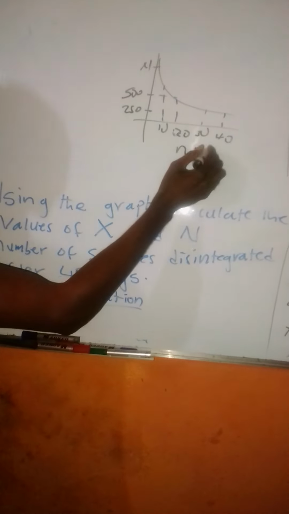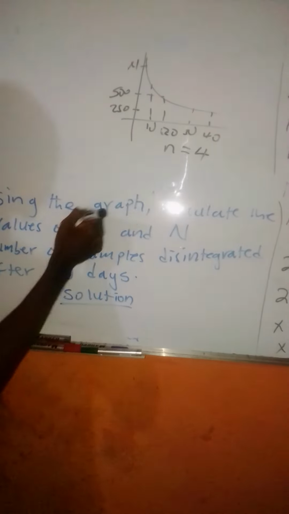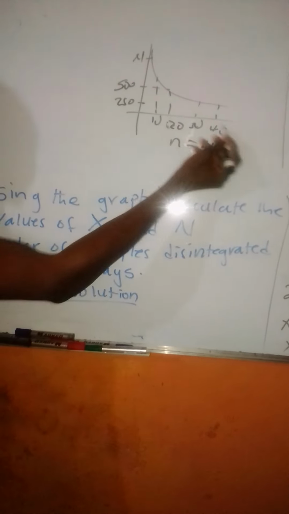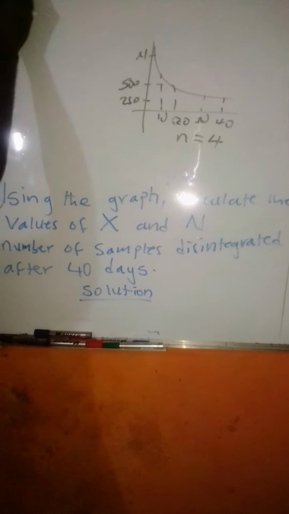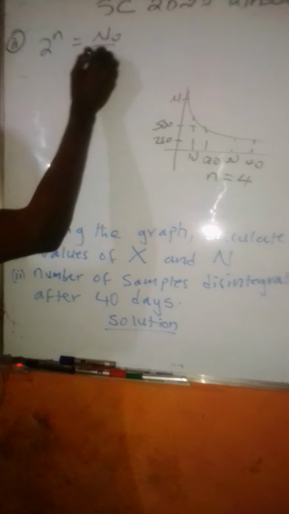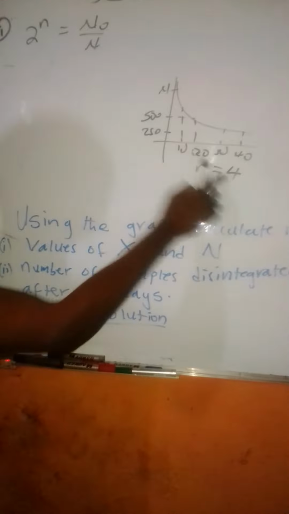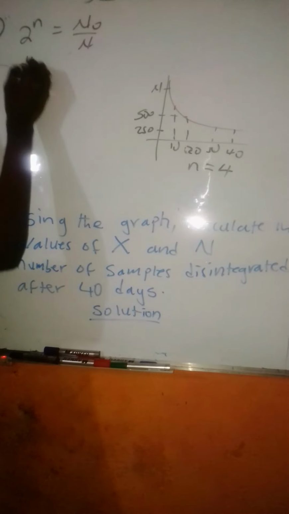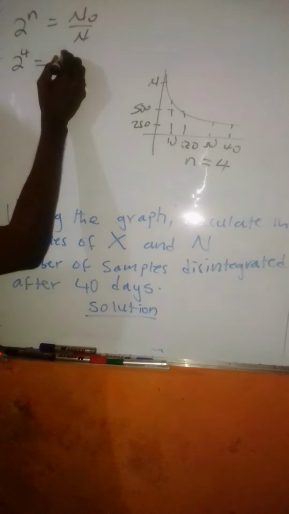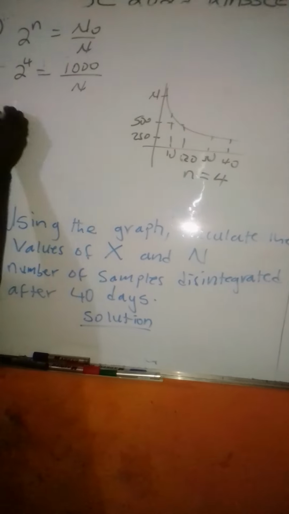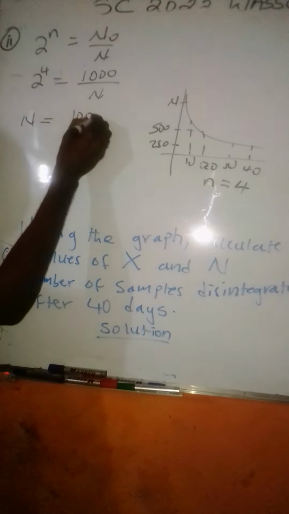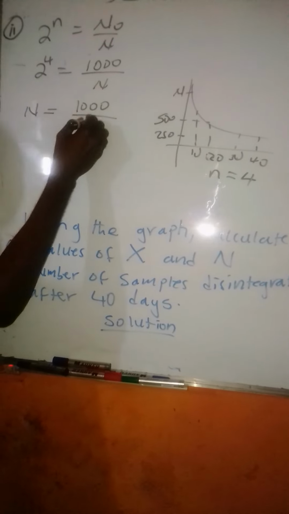So in this case, the number of half-lives is 4, because we have 10, 20, 30, 40. So n is going to be 4. If you use the same relation, 2 raised to power n equals N0 over N, the number of half-lives here is 4, which is 2 raised to power 4, and the nuclei we start with is N0, which is 1000 atoms, divided by N. So if we interchange now, N is going to be 1000 divided by 2 raised to power 4, which is 16.